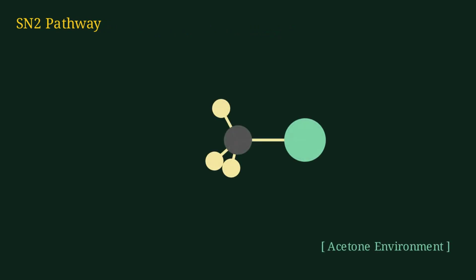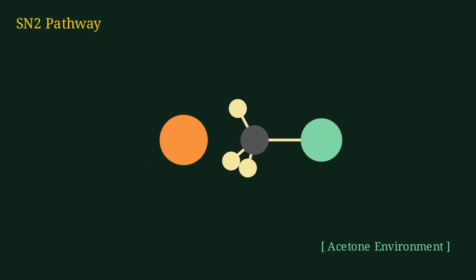This reaction follows an SN2 pathway. Picture our alkyl halide floating in a beaker of acetone. The iodide ion acts like a silent transition state ninja. It approaches the carbon atom from the backside, exactly 180 degrees opposite the chlorine atom.